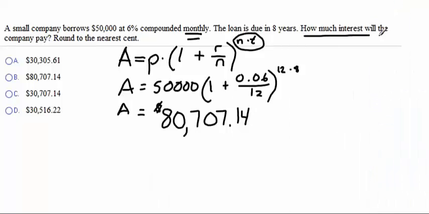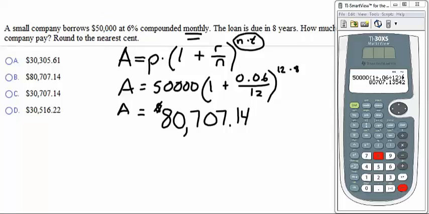Now, we do have to be careful here, make sure we answer the question. The question says, how much interest will the company pay? Well, the amount of that $80,000 that is interest is the amount that's greater than $50,000. So the amount of interest that the company would owe would be the amount of that $80,707.14 that's above $50,000.